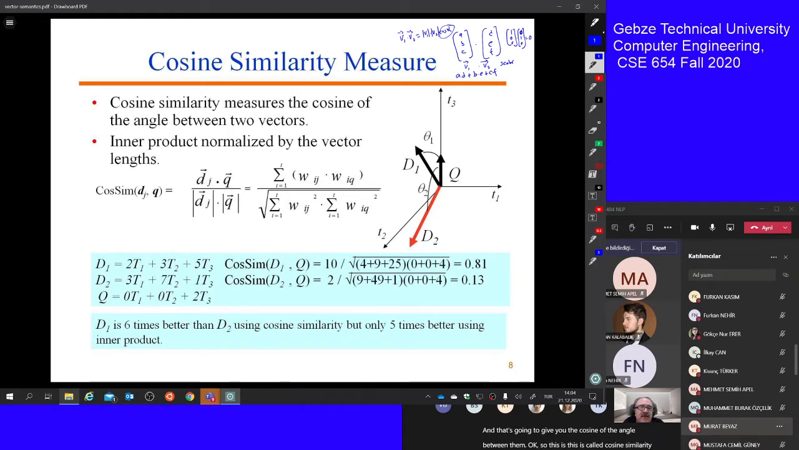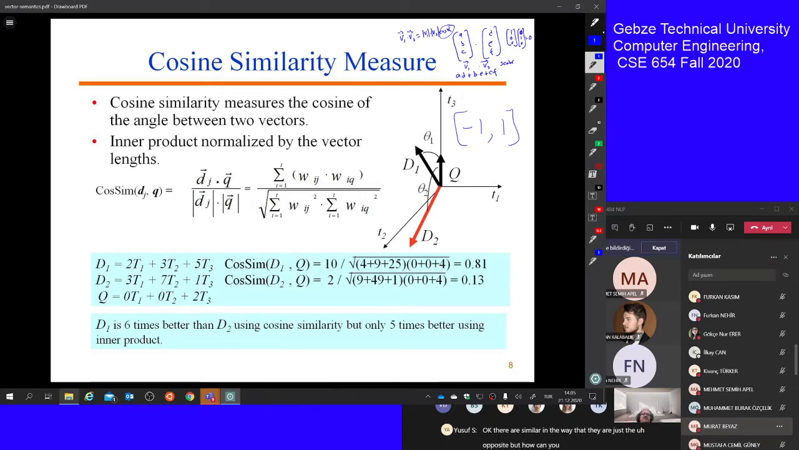Since it's a cosine, it can change between -1 and +1. So +1 means they are very, very similar. Okay, 0 means they are orthogonal. -1 means they are similar in a way that they are just the opposite.